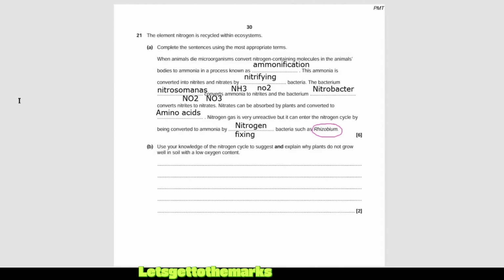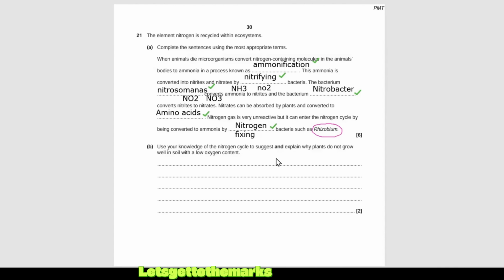Okay, and so those are your 6 beautiful marks: one for ammonification, one for nitrifying, one for nitrosomonas, one for nitrobacter, one for amino acids, one for nitrogen fixing. That's a great little paragraph to have on the back of a revision card that would help you with learning the nitrogen cycle.